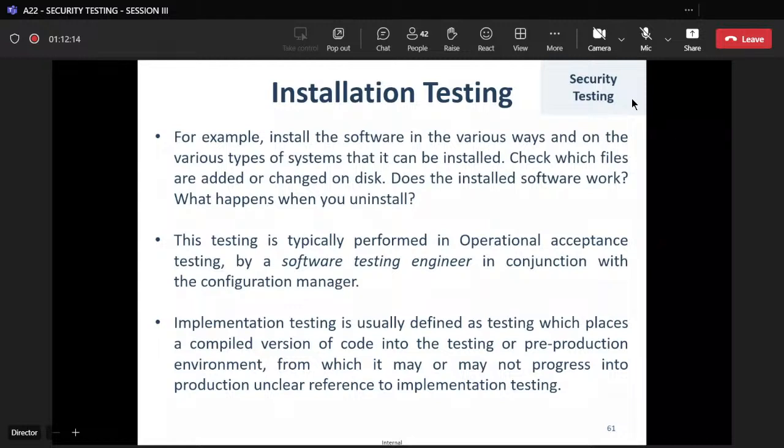For example, the installation of this software can happen in various ways. Sometimes it can be added or it can be changed. Does the installed software work, and what happens when you uninstall? Are all the associated files completely removed from the system? Like that, they will try to perform all types of tests.